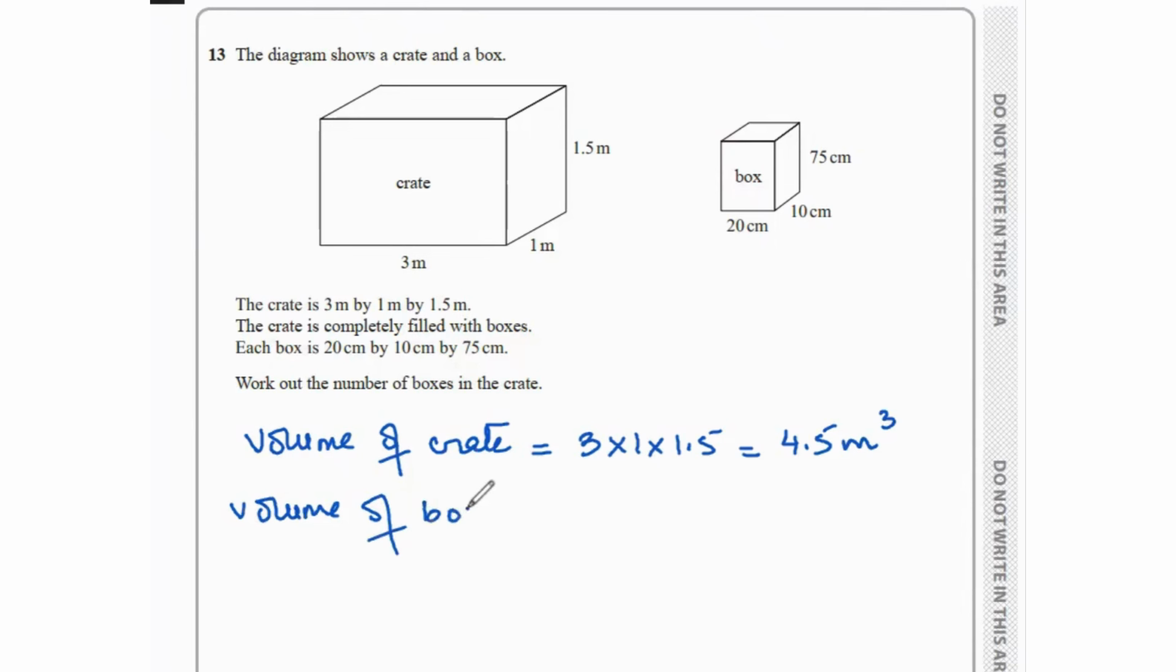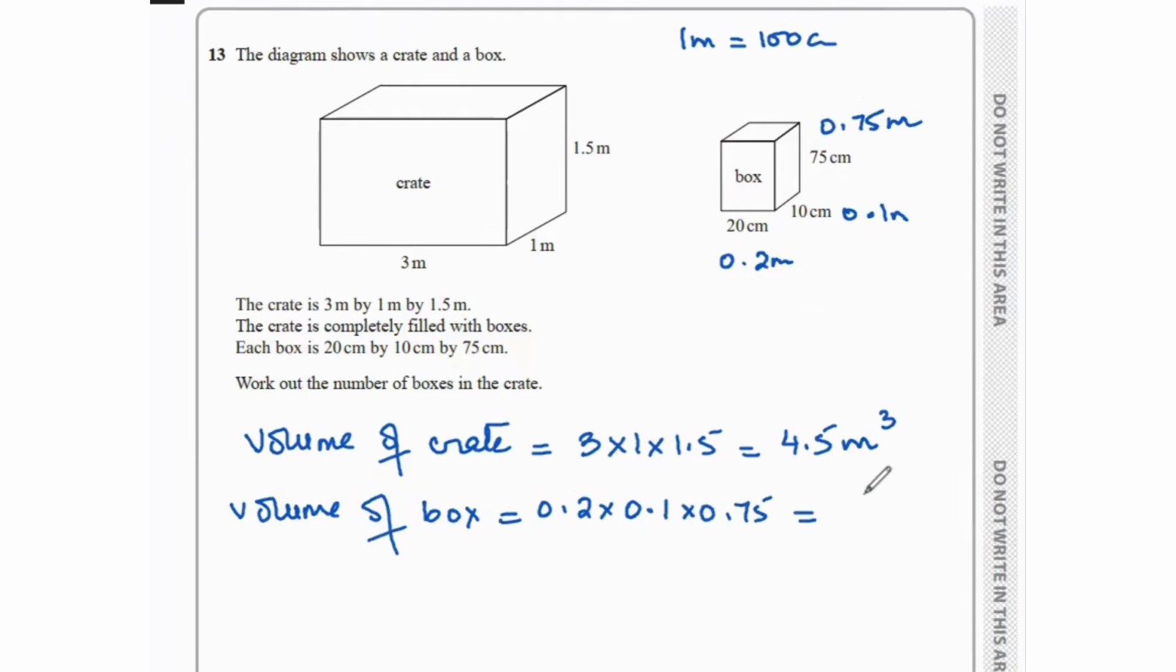Volume of box. Now these are given in centimeters, so let's convert this into meters first. 1 meter is 100 centimeters. So 20 centimeters is 0.2 meters. This is 0.1 meters, and this is 0.75 meters. So let's multiply these. 0.2 times 0.1 times 0.75. That equals 0.015 meter cube.